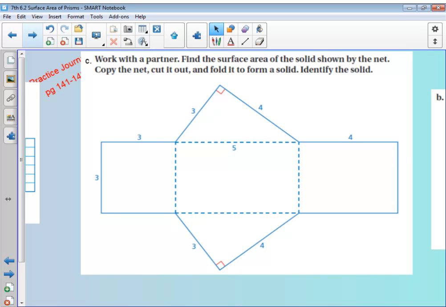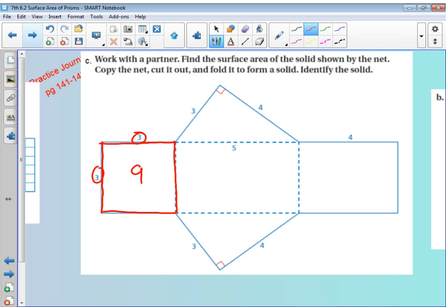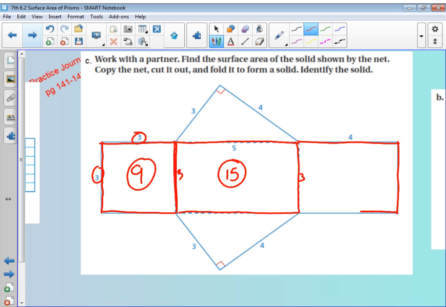So when I go through to do this, I've got what? This is 3 by 3, and that would be a square. So 3 times 3 would give me 9. Okay, here, this is 5 by, what was this height here? 3. So for my middle section there, it's 15 for my surface area. I'm going to circle these. And this is still 3 by 4. And that gives me 12.